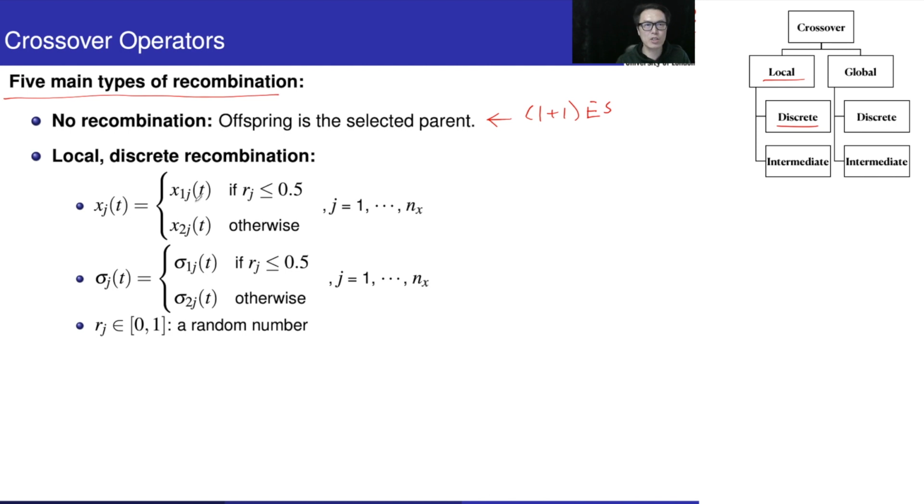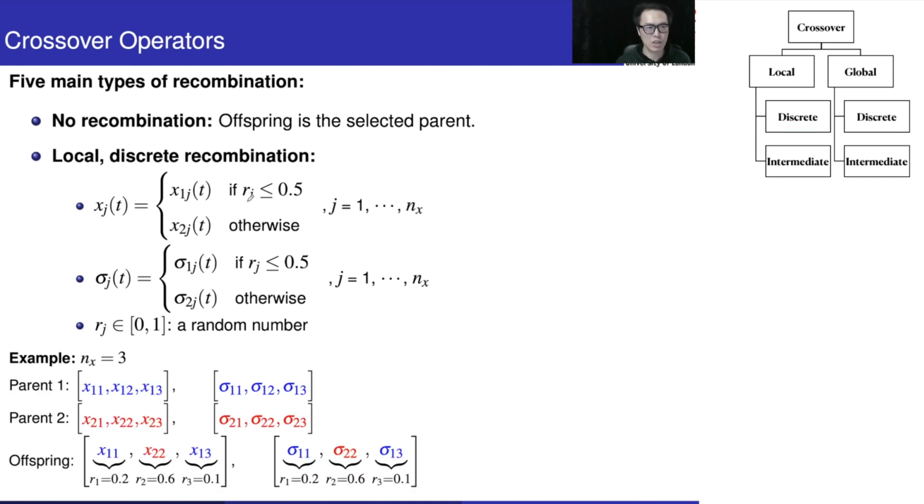But anyway, when we talk about local, discrete crossover, we will have this set of equations. This is also called the uniform crossover. That means each time we are going to select 2 parents, and then in each position of the vector, we are going to generate a random number. Based on the random number, we are going to choose the element from which parent.